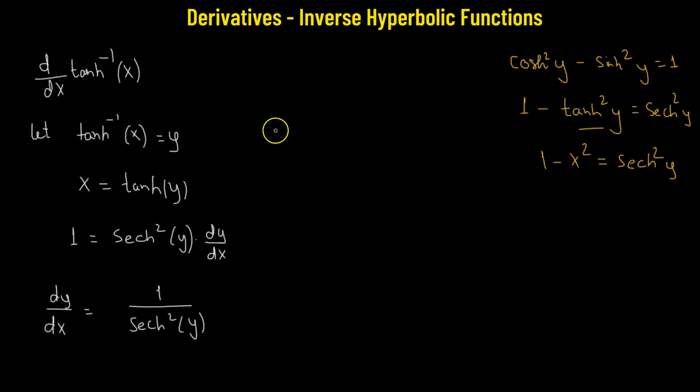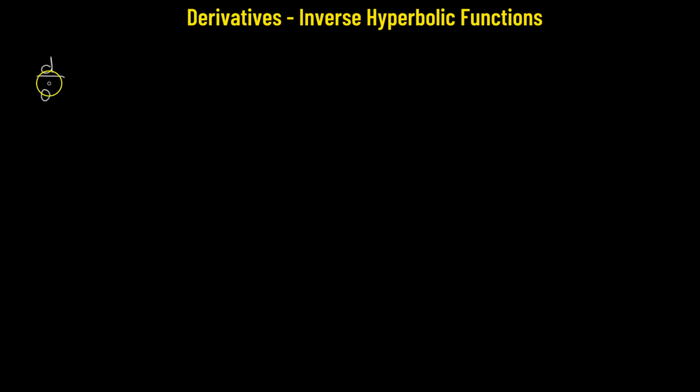So our derivative of the hyperbolic tangent function will be equal to 1 divided by secant hyperbolic squared y, and this is simply 1 minus x squared. Next, let's try to find out the derivative of our hyperbolic cotangent inverse function.